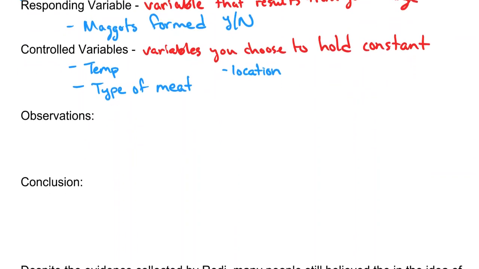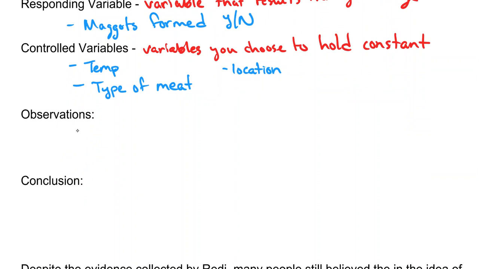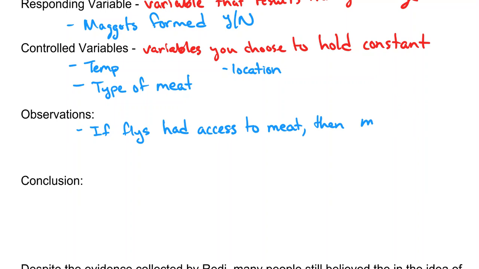So what were the observations here? Well, the observations were if flies had access to the meat, then maggots formed. It doesn't have to be any more complicated than that. In the jars that were open, or in the jar that was open, then the maggots formed. But in the jar that wasn't open, then the maggots did not form.